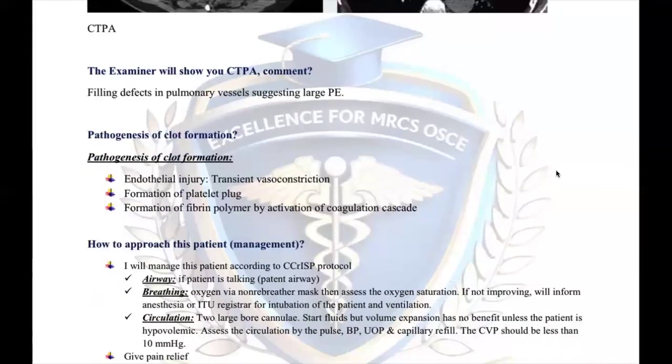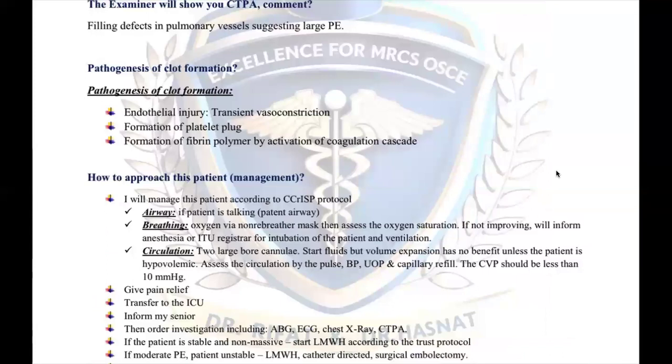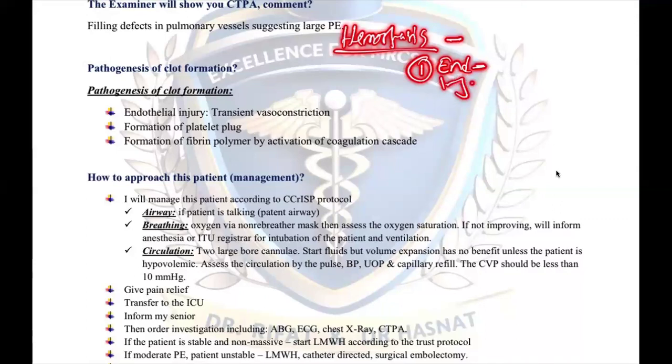Okay. So the pathogenesis of clot formation: I have already discussed the coagulation cascade. What are the first steps, what were the steps of coagulation or hemostasis? Endothelial injury. Initiation is endothelial injury. That's okay, but what is the first stage after endothelial injury? Platelet plaque formation? Vasospasm. Vasospasm.